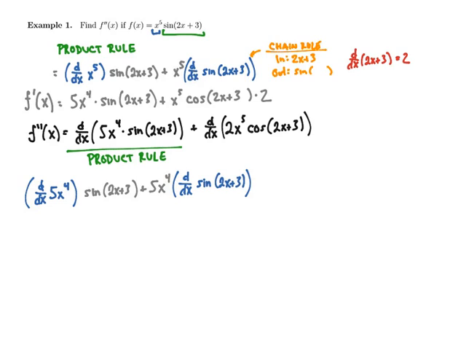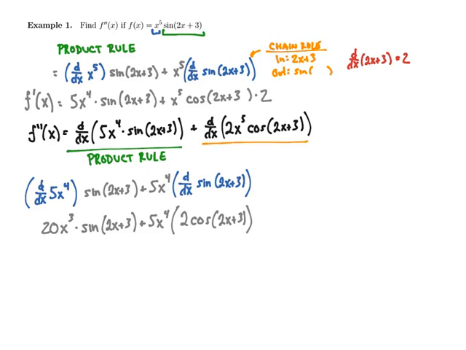So the derivative of 5x to the fourth is going to be 20x cubed. Bring the 4 down out in front, multiply by the 5, decrease the power by 1. And we have sine of 2x plus 3 plus 5x to the fourth. And then we found out that the derivative of sine of 2x plus 3 is 2 cosine of 2x plus 3. So there's our first derivative we're going to do.